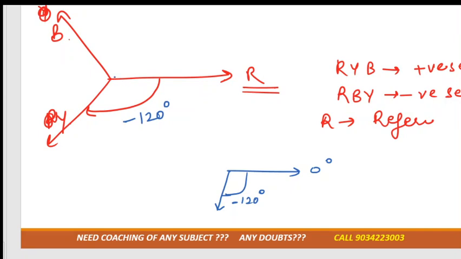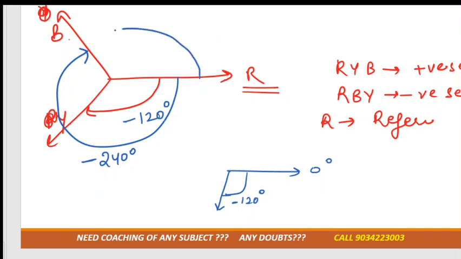Similarly, we have Y and B. What is the angle between R and B? If we are standing at R and move to B, how much is the angle? It would be minus 240 degree, right? But if I go from the upward side, R and B, then it would be positive 120 degree. Understood? The angle for RY is minus 120. For RB, if we go from the downward side, it is minus 240 degree, and if we go from the upward side, it is positive 120 degree.